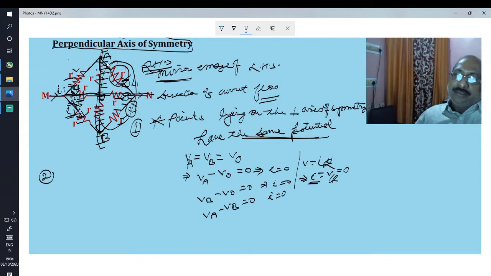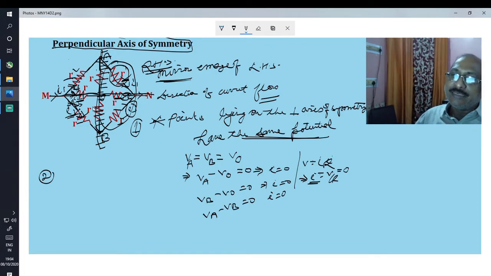Therefore, between point A and O, the resistance which is connected has no current, meaning no current flows through this resistance. Similarly, no current flows through this resistance. Therefore, we conclude that current does not flow through the two resistances connected between points A and O and points O and B. Therefore, we remove these two resistances from here.